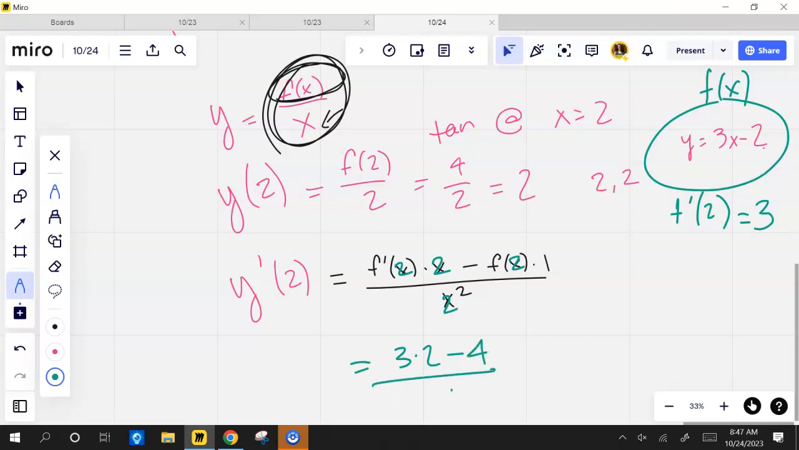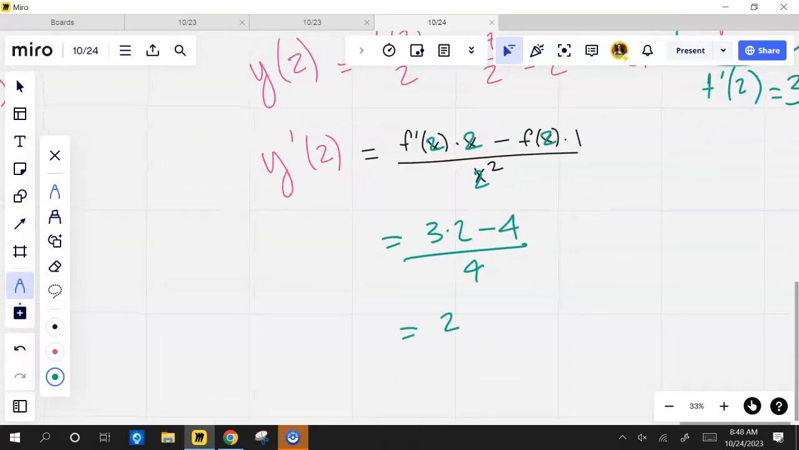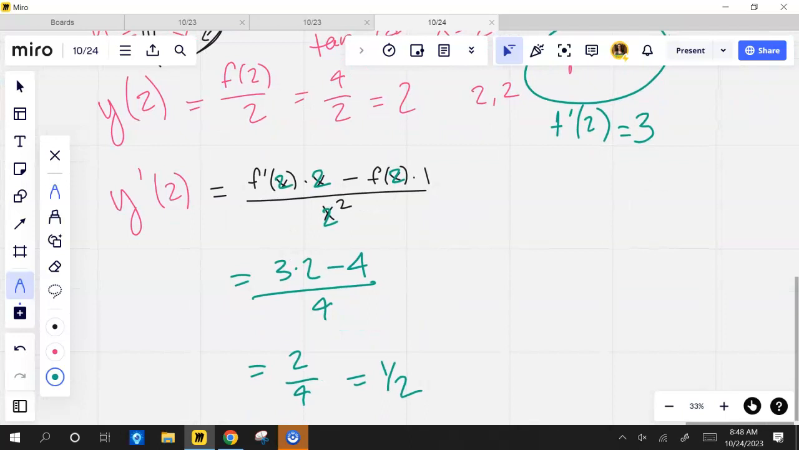4 again, right, over 4. So 6 minus 4, 2 over 4, which is 1/2. Again, that's my slope, right? So I've got the point (2, 2), the slope 1/2, so y minus 2 equals 1/2 times (x minus 2).